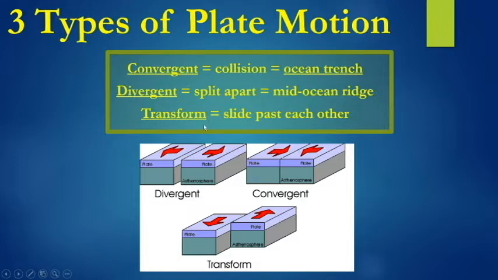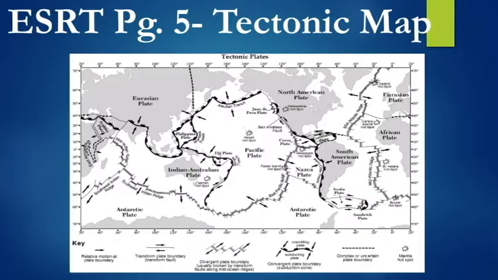And transform is just a sliding motion. So you can see all that here in this diagram: splitting apart, divergence, coming together, convergence, and transform. It's a side-to-side sliding, kind of a sliding past each other motion.